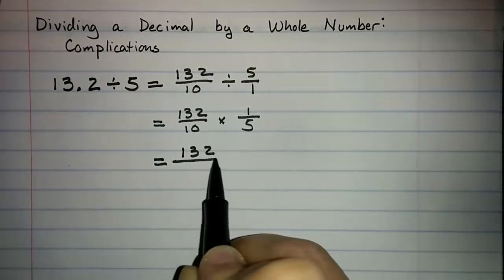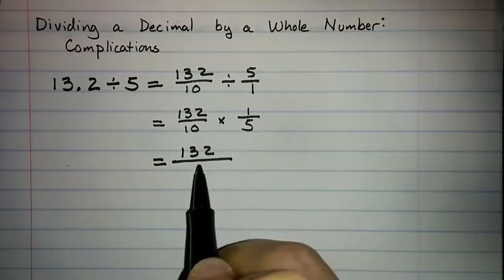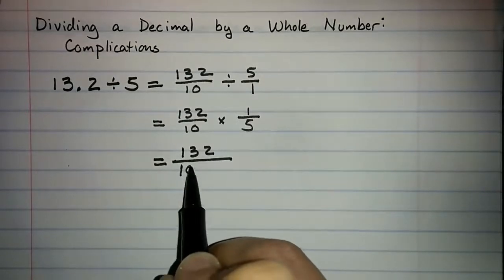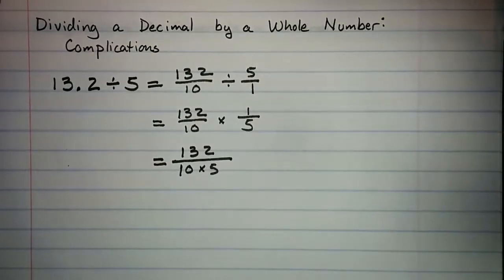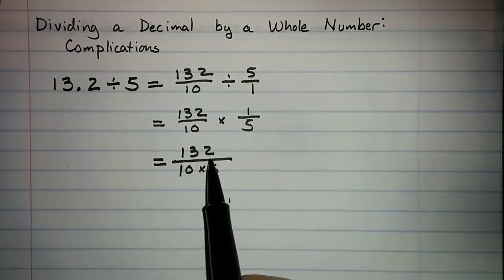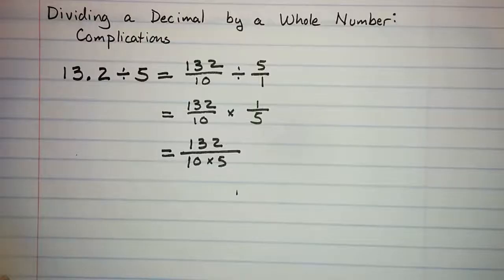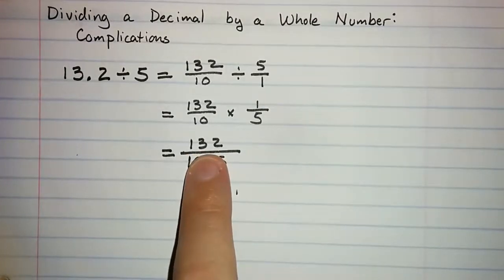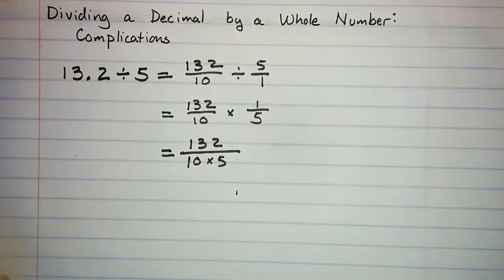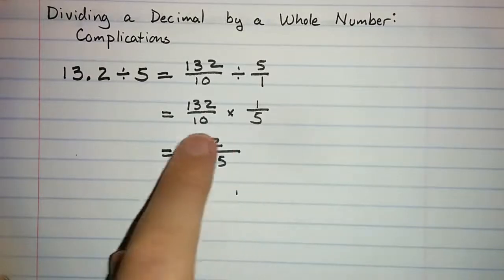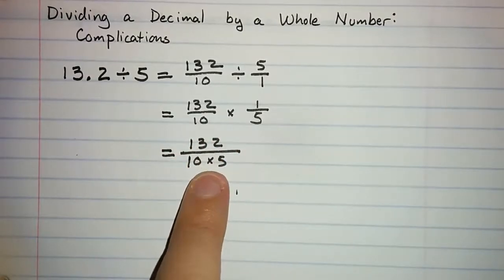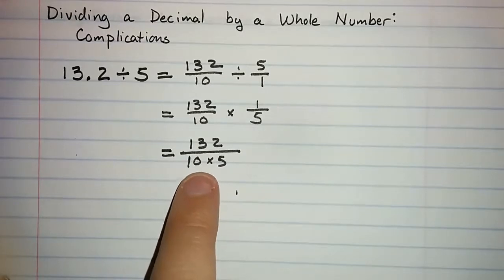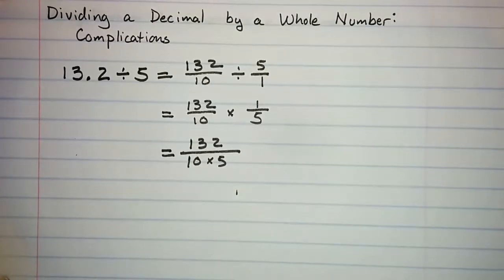That'll be 132 over, times 1, but I'm not going to write that, over 10 times 5. And now our hope would be that 5 is a factor of 132. But looking at this, I think it's pretty clear that that's not what we find. In fact, 5 is not a factor of 132. Now, we could go through all of those steps that we saw before to rewrite this as a decimal. But I want to look at this from another perspective now.